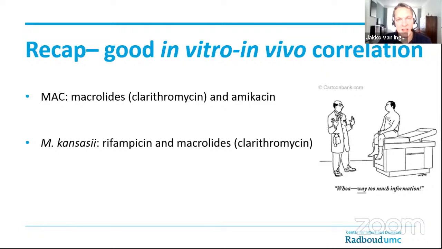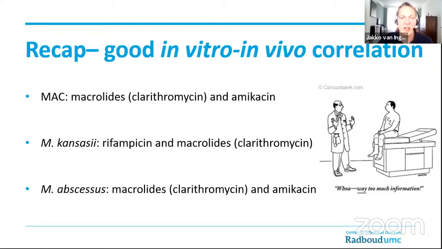For Mycobacterium kansasii, a bit more like TB, rifampin is the key drug. Susceptibility testing is useful, particularly in those who have already been exposed to rifampicin. And the same goes for macrolides. And then for abscessus, it's clear that the macrolides are very, very important. So testing for inducible macrolide resistance, or in fact, acquired mutational resistance, and testing amikacin susceptibility.